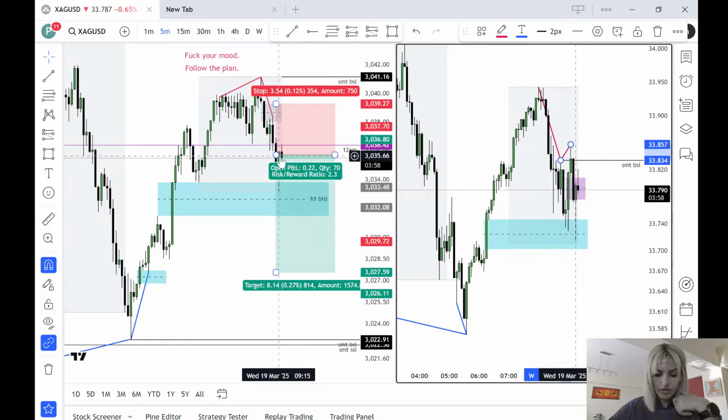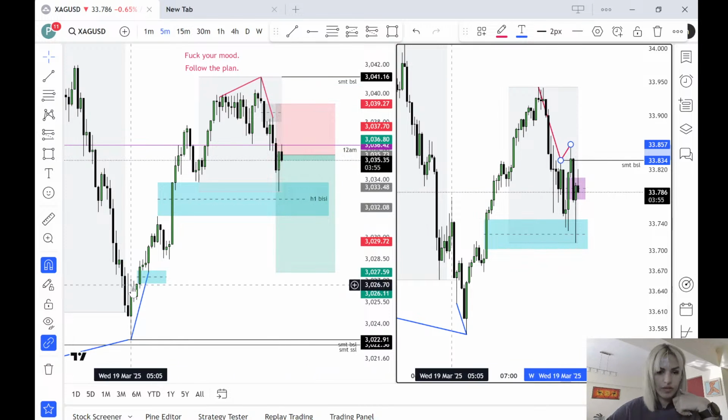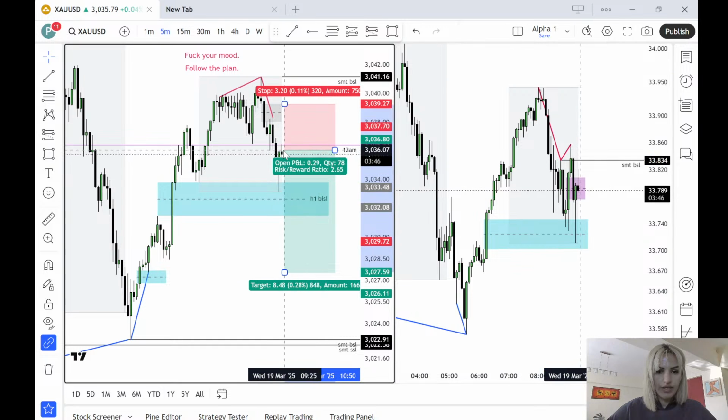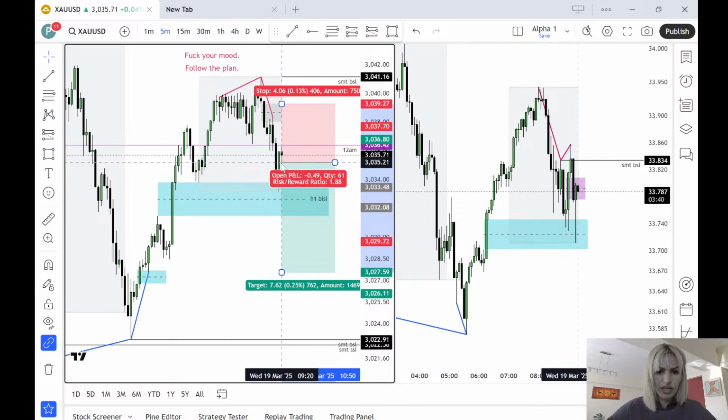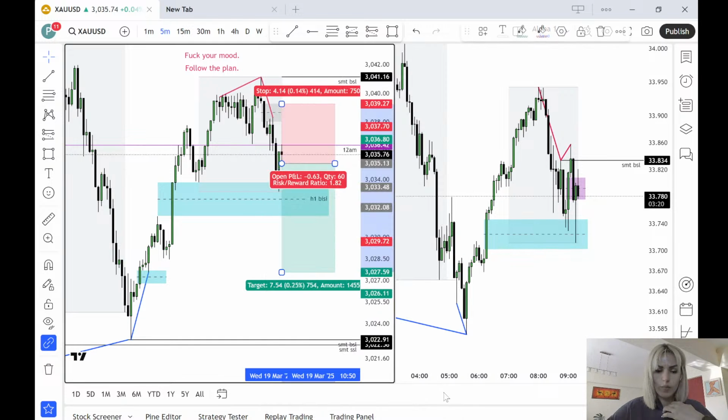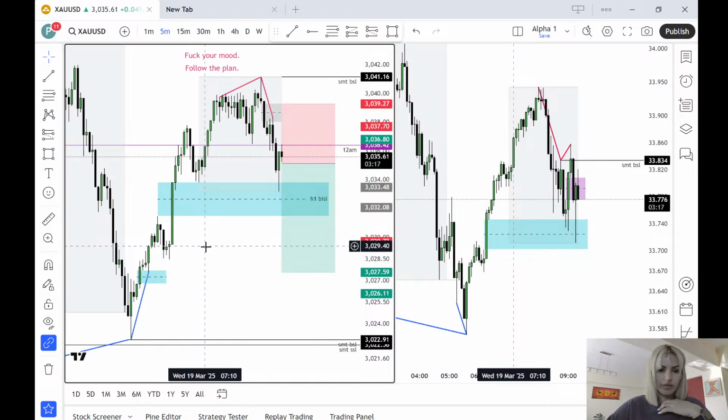All right, now I've entered after tapping 12 midnight. Entry price is 3035.13. My fill was not that good. 35.13. Come on. Anyway, sort of like this. Okay, so now I did enter.